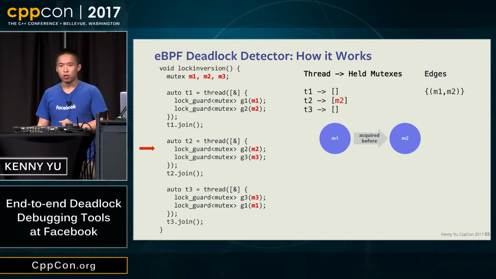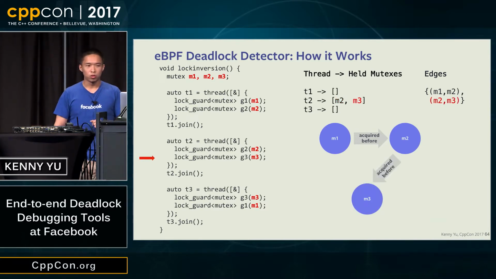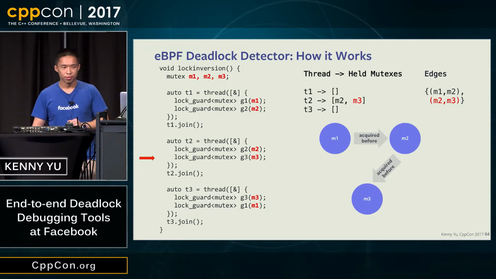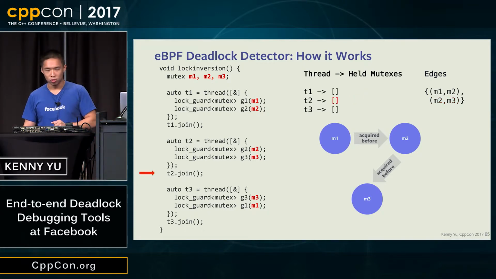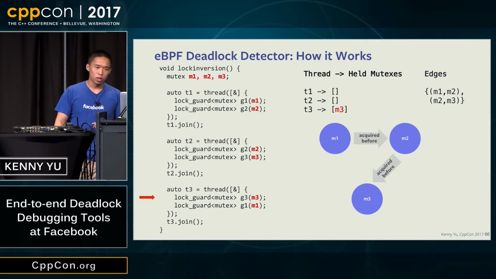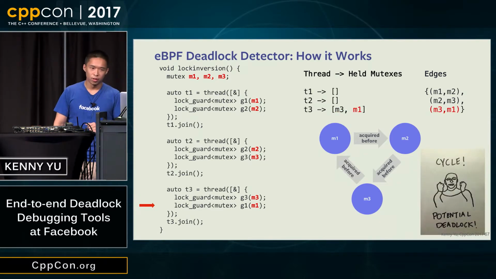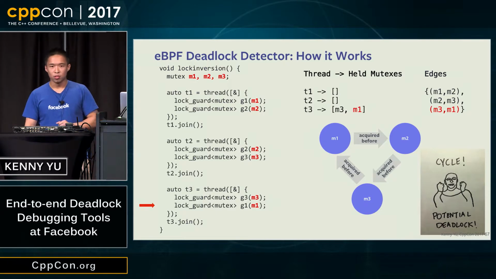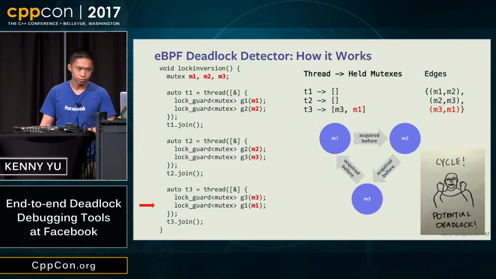Now the same thing happens for thread 2. It acquires mutex 2, and while holding mutex 2, we acquire mutex 3. So we add that edge. And now it drops all its mutexes. And now thread 3 acquires mutex 3, and while holding mutex 3, it acquires mutex 1. So now we have a cycle in our graph. And a cycle in this graph indicates a lock inversion or potential deadlock in my running process.